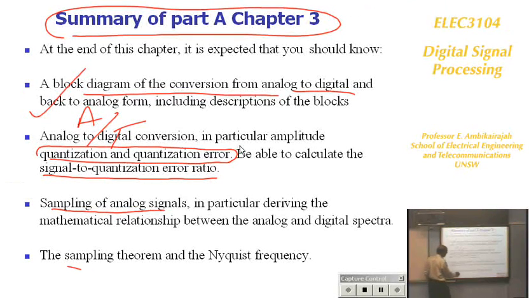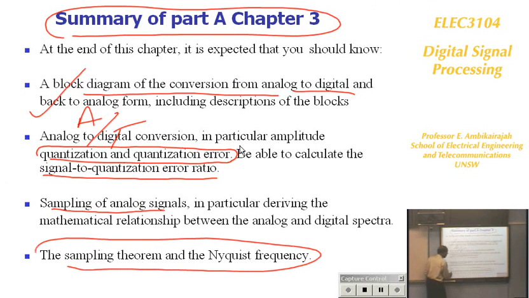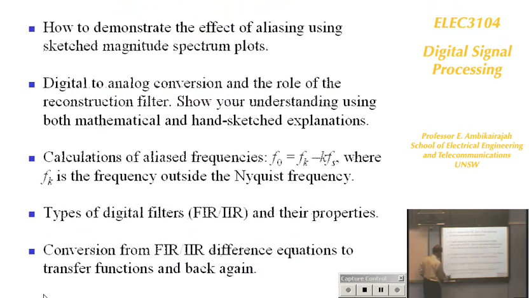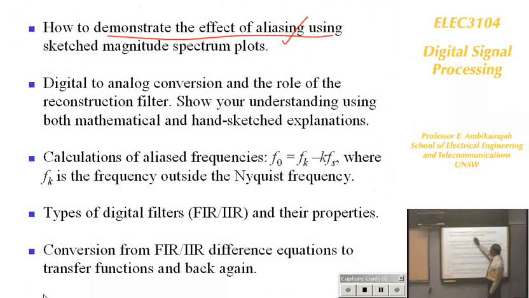Then the sampling theorem and the Nyquist frequency. I've done lots of examples, and you should know what the sampling theorem is, what the Nyquist frequency is. You should know that without any difficulty. If you don't know, go back to the lecture notes. Then you should draw a spectral diagram to show how aliasing happens, and sketch a magnitude spectrum plot to demonstrate the aliasing. And using the spectral plot, you should be able to show how you avoid aliasing.